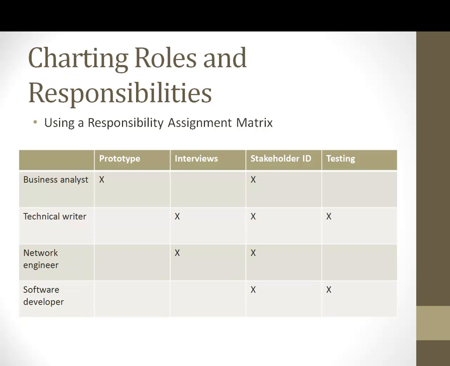Now, a more simple approach is just the responsibility assignment matrix, and this is just a roles and responsibilities chart. And there's not really a legend that goes with this. Just wherever there's an X means that's the person, the role that's responsible for that task. So it's a much more generic approach.